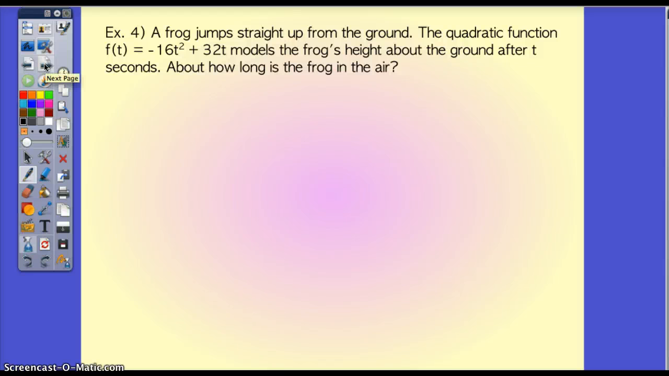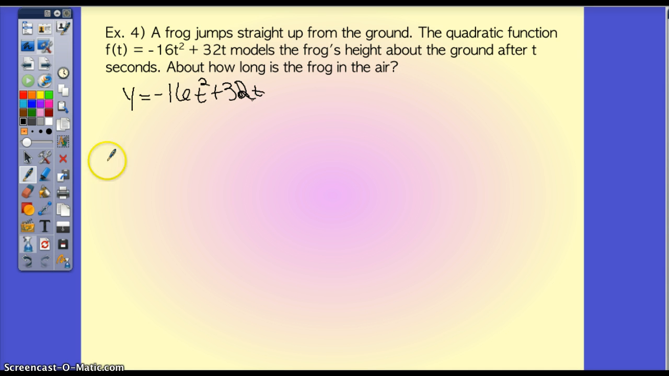Now let's do a fun word problem. A frog jumps straight up from the ground. The quadratic f of t, or I'm just going to rewrite it as y equals negative 16t squared plus 32t, models the frog's height above the ground after t seconds. About how long is the frog in the air? It's kind of hard to tell.